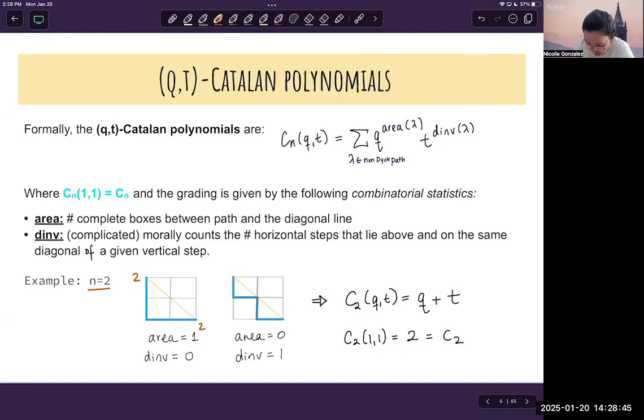And so the area, like I said, is pretty easy. Here, the area is this box, area of 1. Here, the area is 0 because there are no complete boxes bounded between the path and the diagonal line.